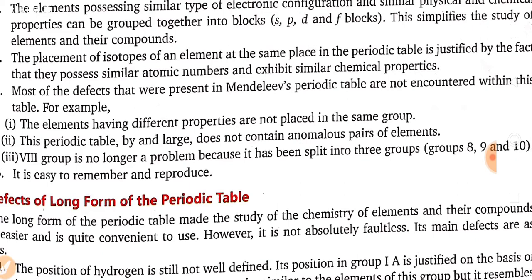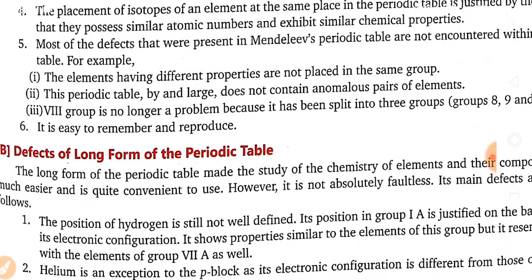Second, this periodic table by and large does not contain anomalous pairs of elements. The eighth group is no longer a problem because it has been split into three groups: group 8, 9, and 10. It is very easy to remember and reproduce this table.